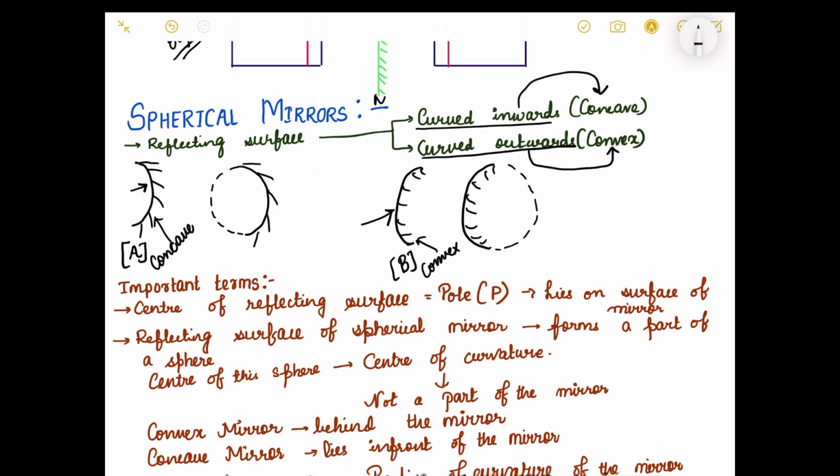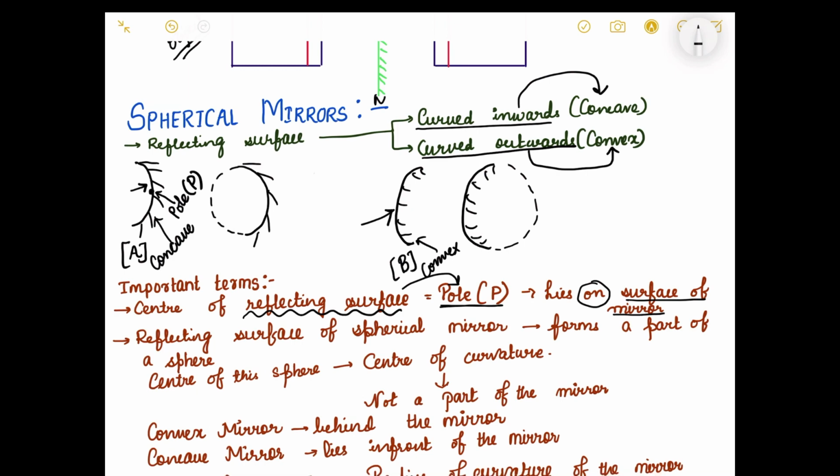The first and foremost important term that we need to understand is the pole of a mirror. The center of the reflecting surface is known as the pole of the mirror and it lies on the surface of the mirror. Let us consider this figure A. This reflecting surface will have a certain center. Let this be the center. So, this is the pole of this mirror. That point is the pole of the concave mirror and it is represented by capital letter P.